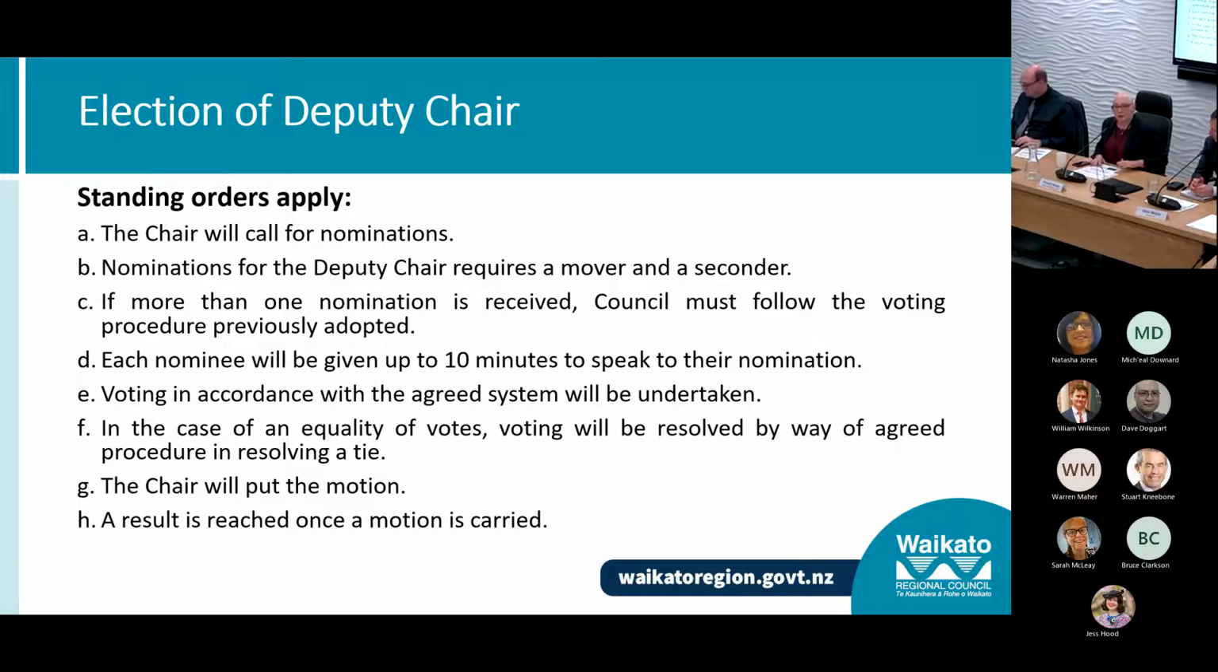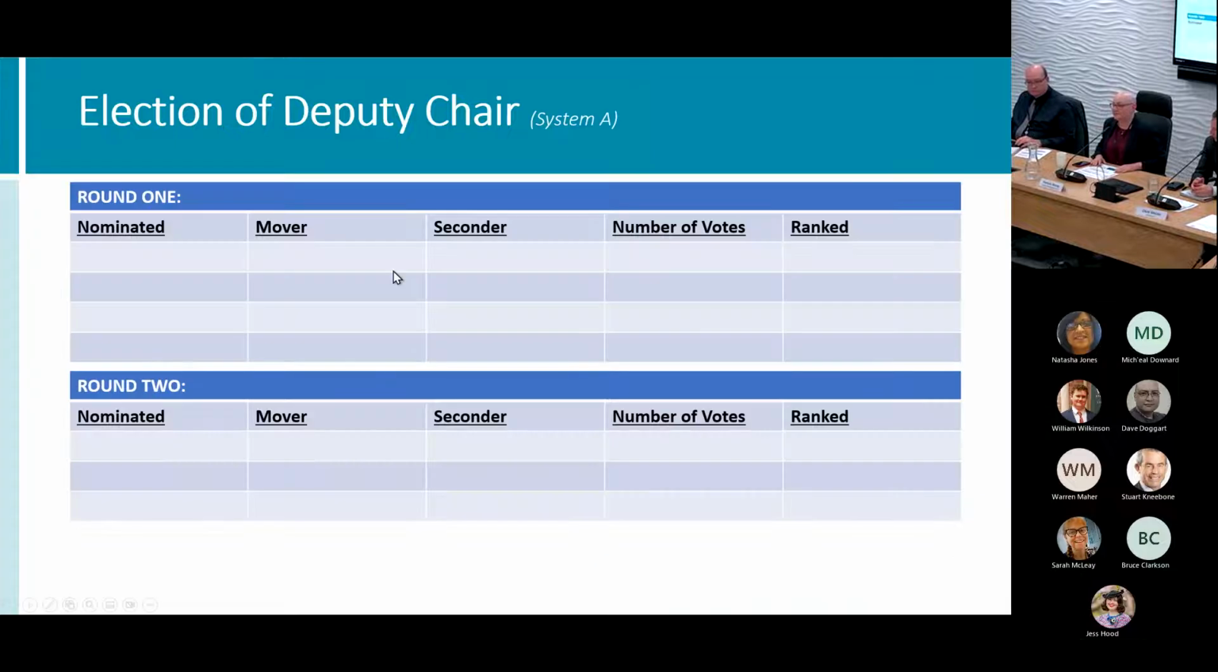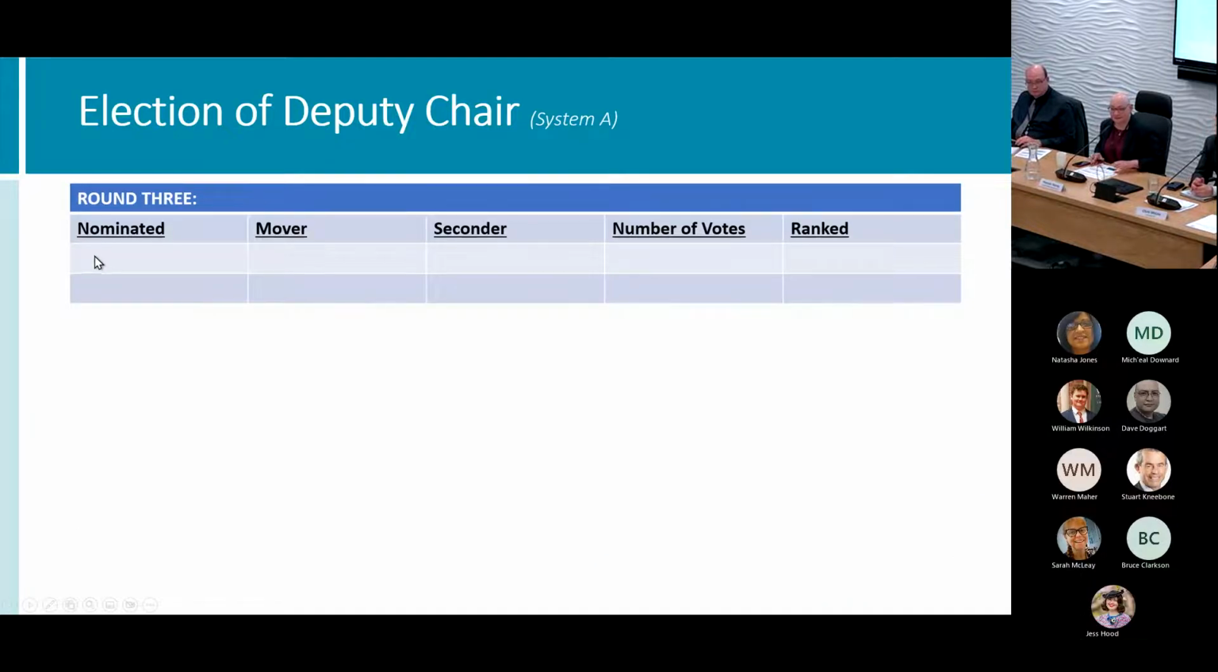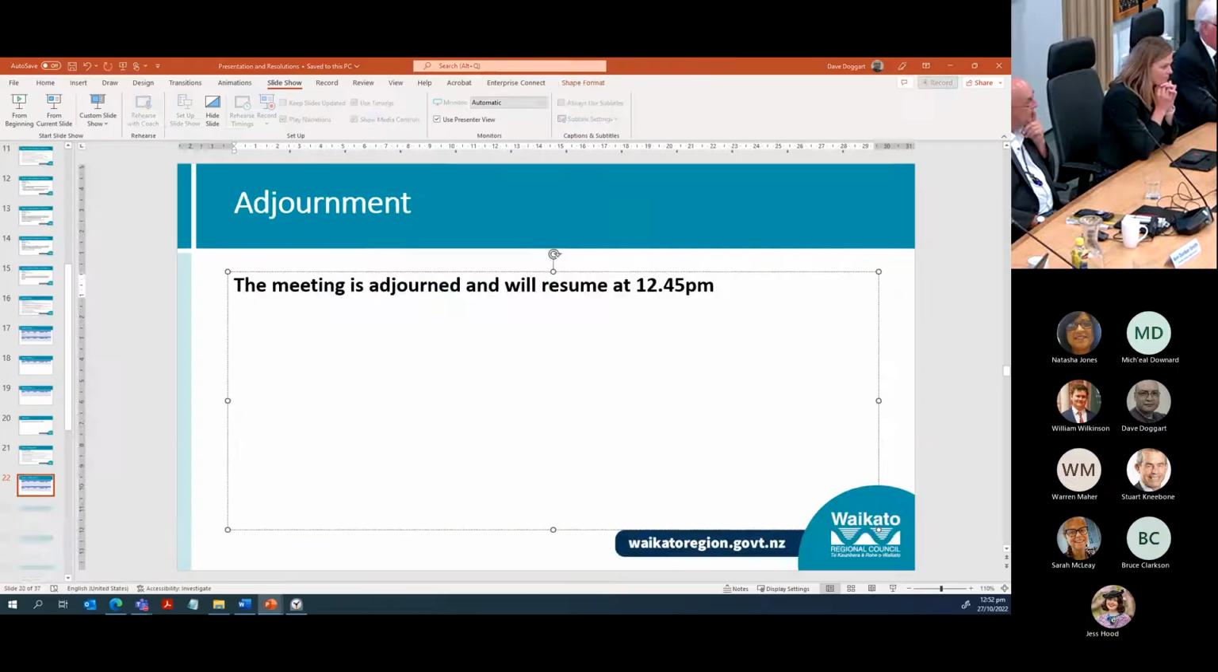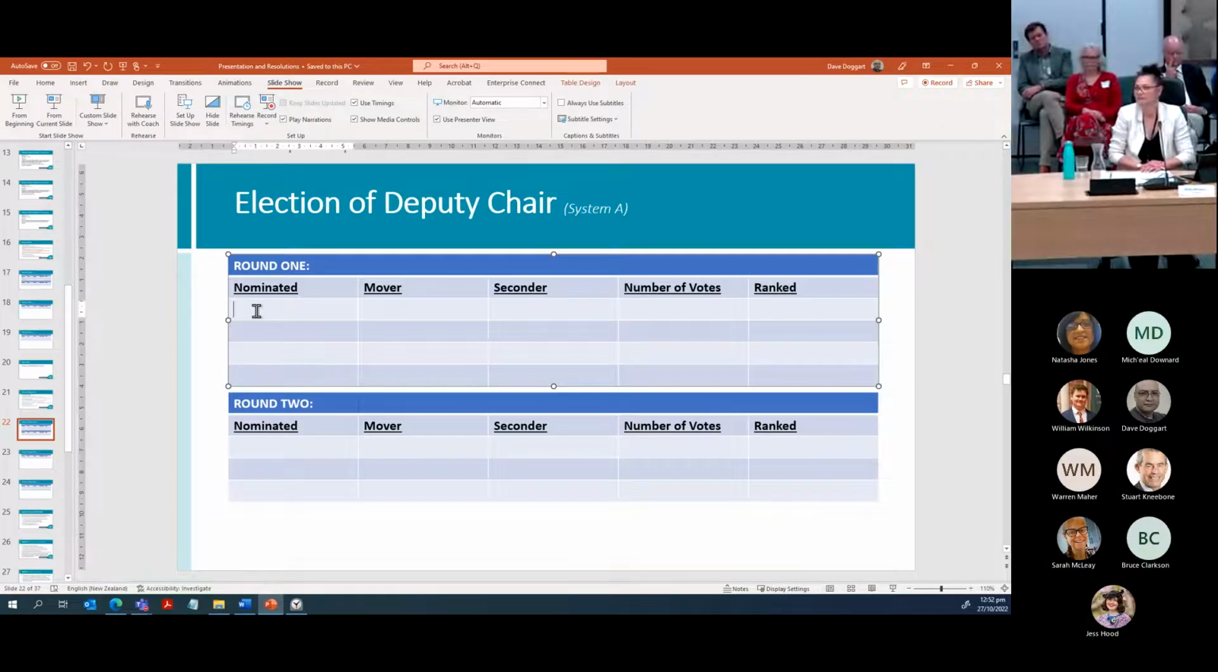Right, we will take nominations. Councillor Smith. Yeah, I'd like to nominate Bruce Clarkson. Do I have a seconder? I'll second. Councillor Nicol. Are there any other nominations?